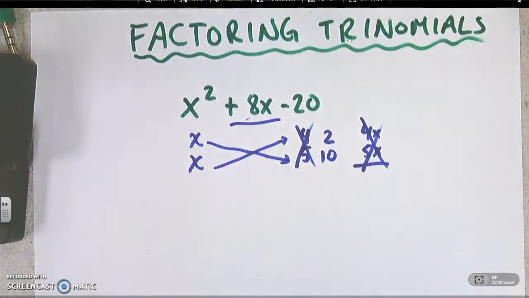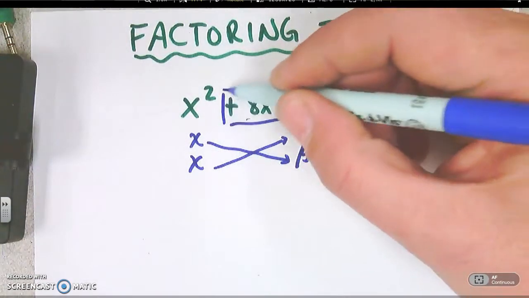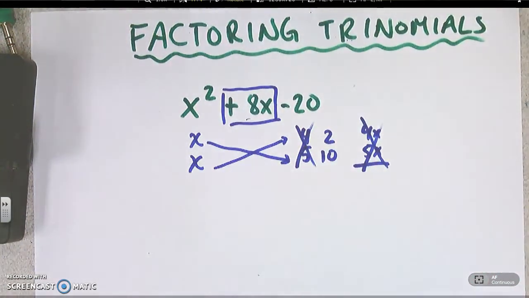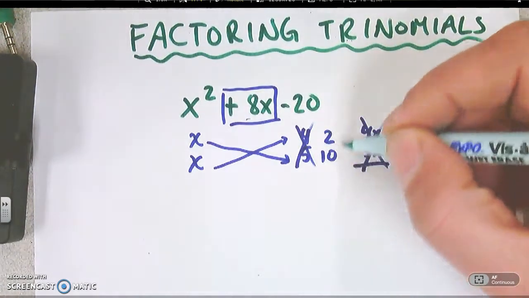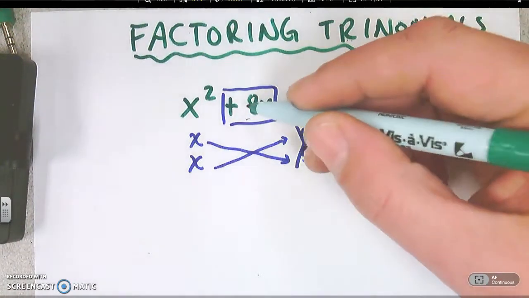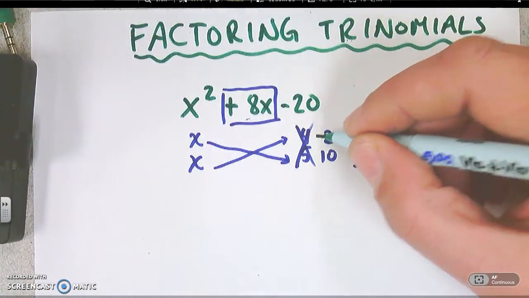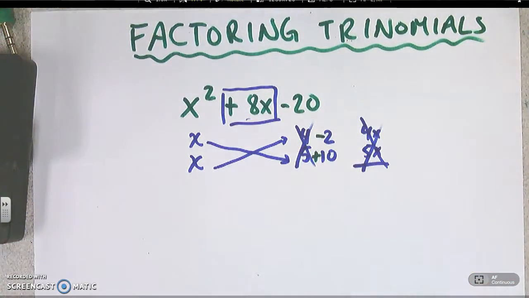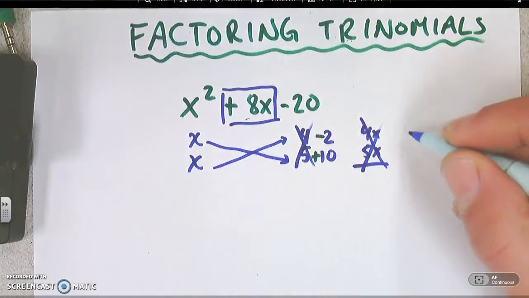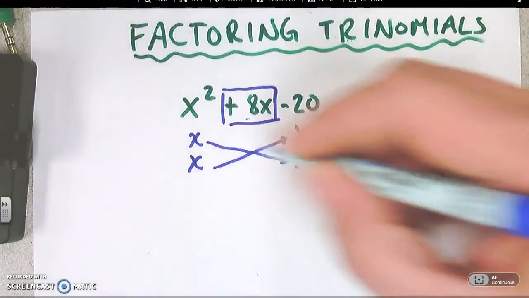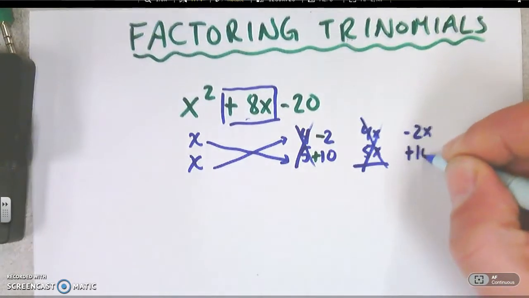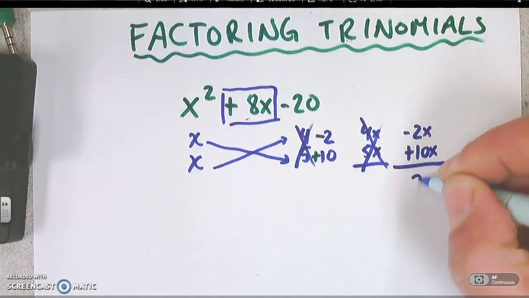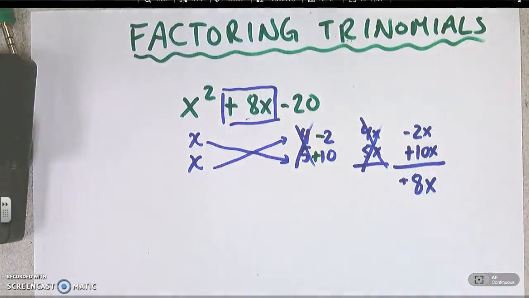The reason I'm using that is I know I can use a combination of 2 and 10 to get us a positive 8. Notice the 8 is positive, the 20 is negative. So in order for 20 to be negative, one of these has to be negative. In order for the 8 to be positive, we'll need a negative 2 and a positive 10. This way, when I check the cross product, I get negative 2x, positive 10x, and when we add those, we get positive 8x. That's the key.